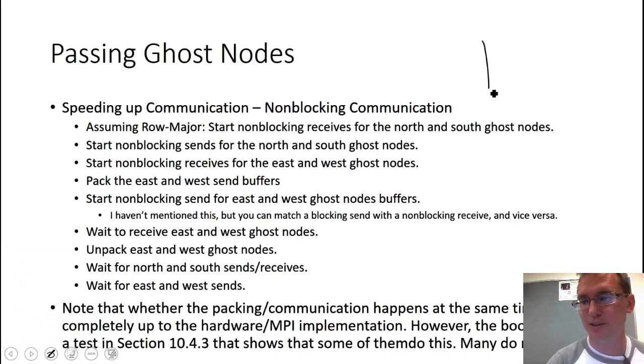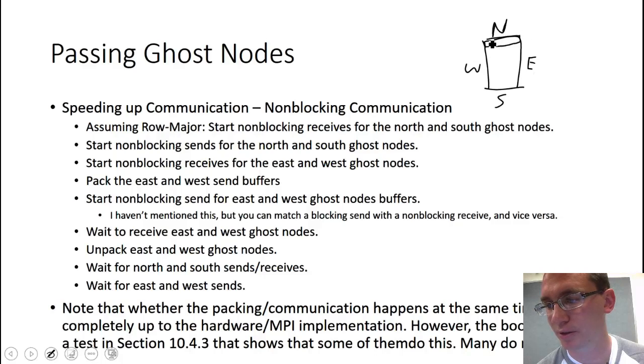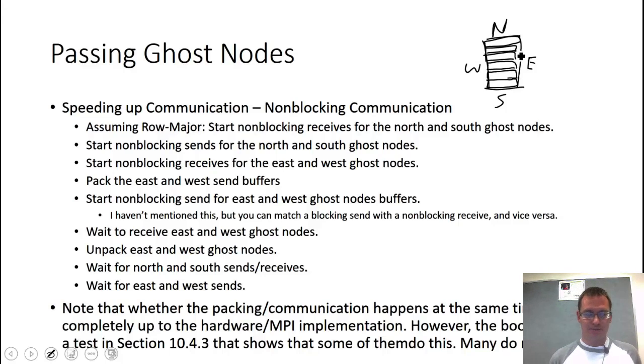Let's say this is the domain of one processor. We're going to call this the north, the south, the west, and the east. Since we're row major, we are contiguous in this direction. We have contiguous rows. So here's a general algorithm of how we can send and receive our ghost nodes.